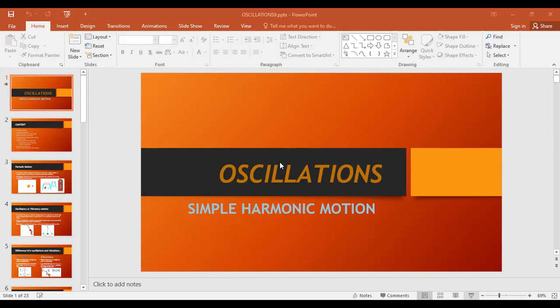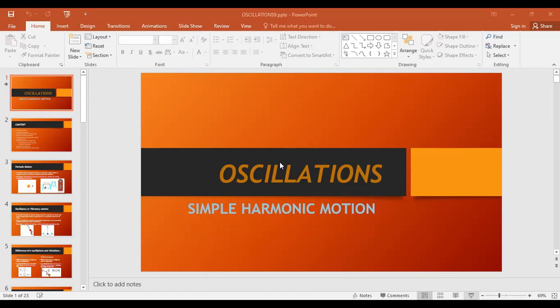So the first module was mechanics. Mechanics means everything until fluid mechanics. Thermal properties, thermodynamics, and kinetic theory come under the second part, thermodynamics. The third part is waves and oscillations. So this is oscillations. After this lesson comes waves. A small lesson, a very small lesson.